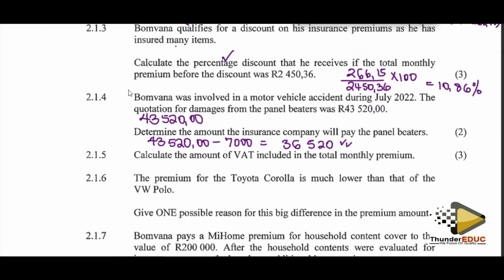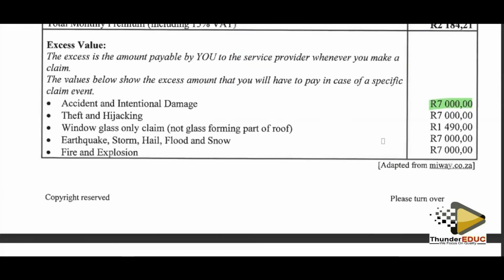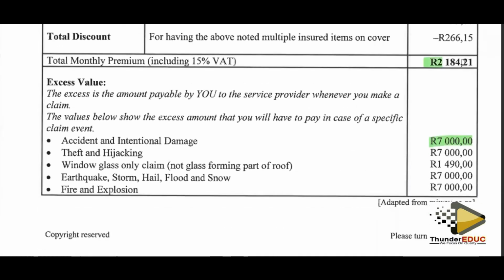Take the amount of VAT included in the total monthly premium. All right, let's go to the next question and we look at the annexure. Let's see the annexure here. The annexure has a value of this much, but this value already includes the VAT. So how much VAT was included here?